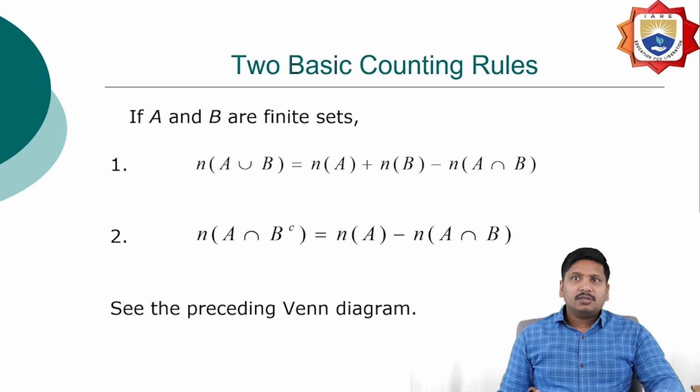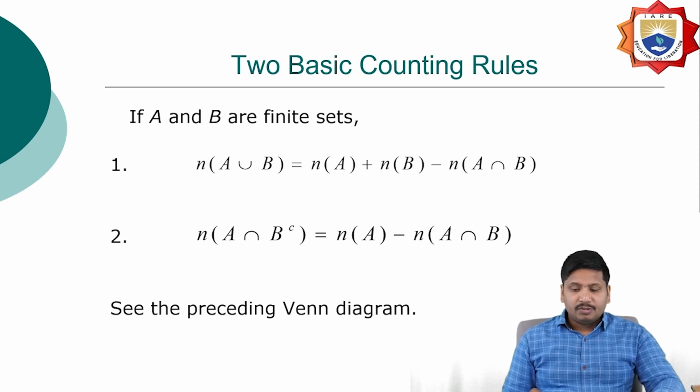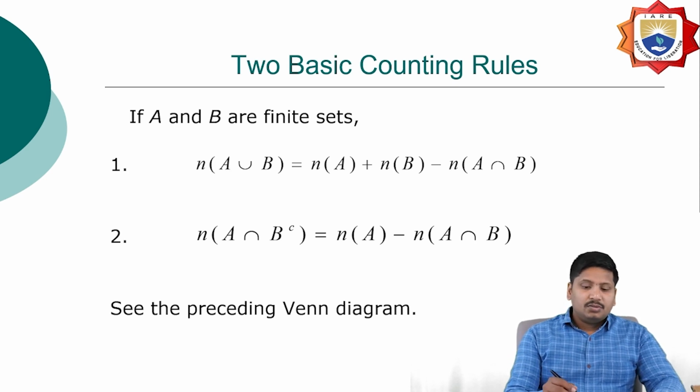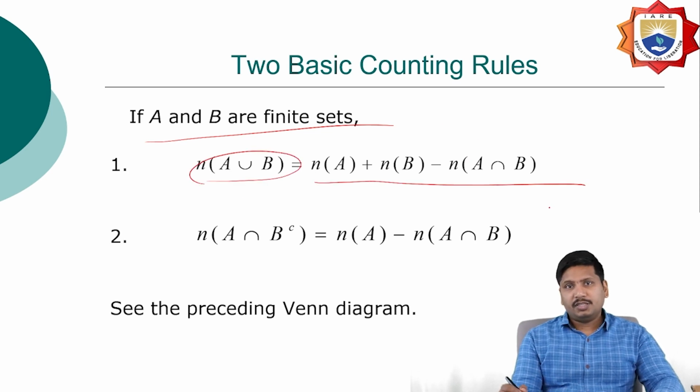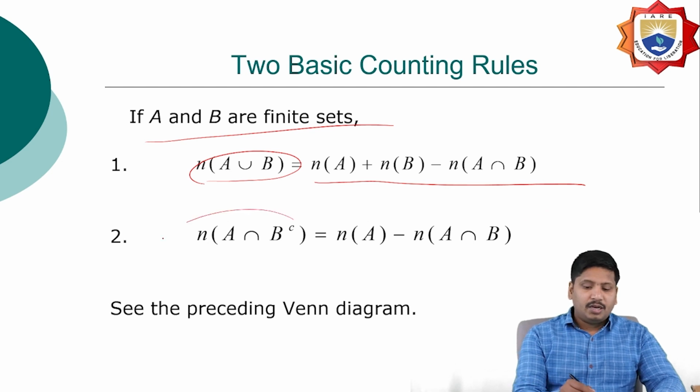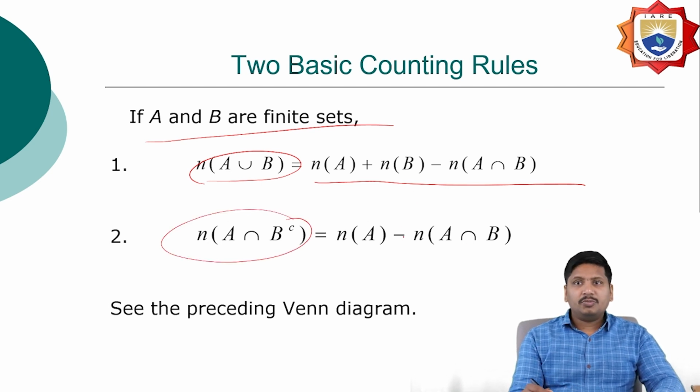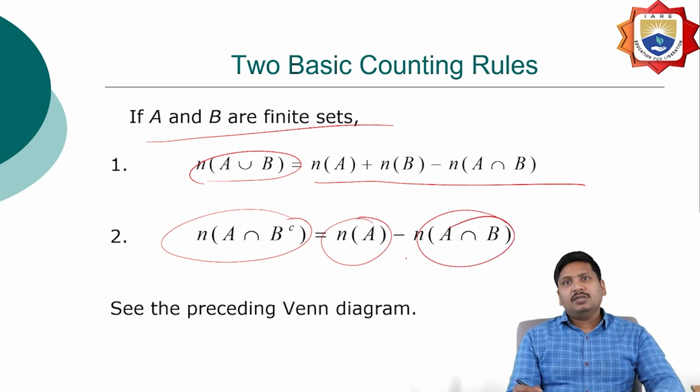So what are the various counting tools we are going to have in representation of the set? If A and B are finite sets, then n of A union B is equal to n of A plus n of B minus n of A intersection B. Similarly, n of A intersection B complement should be written as n of A minus n of A intersection B. So these are the two basic counting rules we are going to follow here.